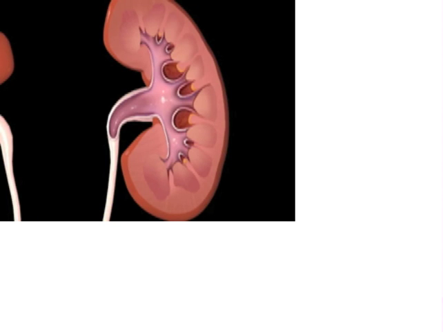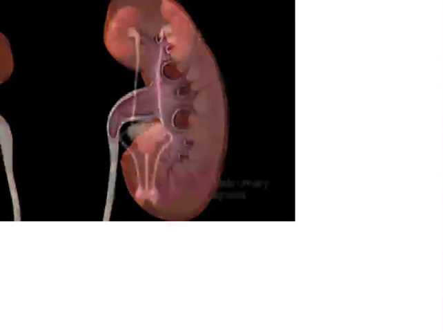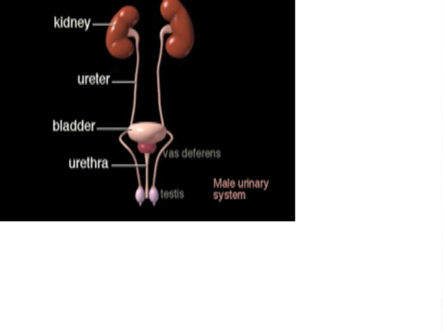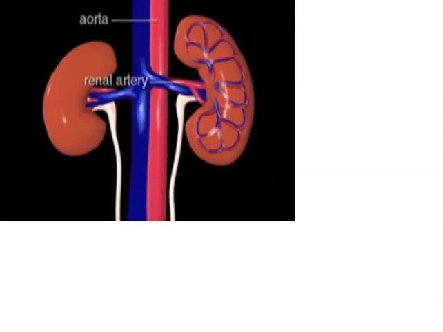The combination of water, ions, and waste leave the kidneys as urine, which flows through the ureters and into the urinary bladder, which will store the urine until it passes out of the body through the urethra. A renal artery supplies each kidney with blood. The blood is distributed to over 1,000,000 nephrons, the functional units of the kidney.